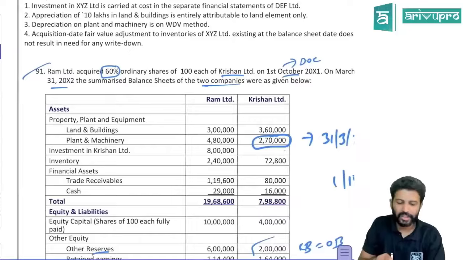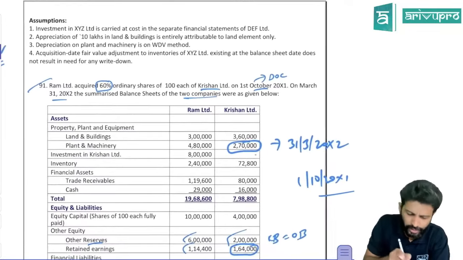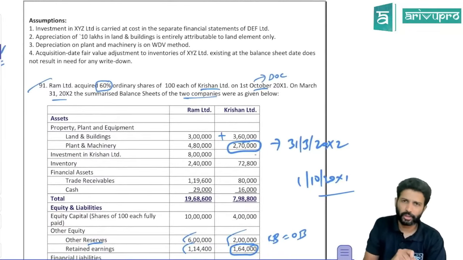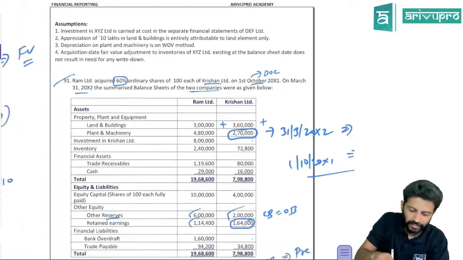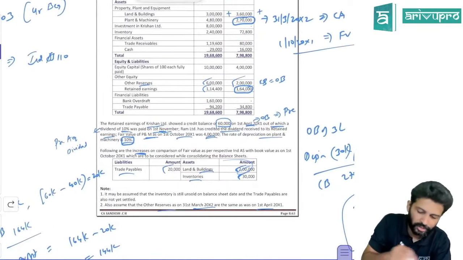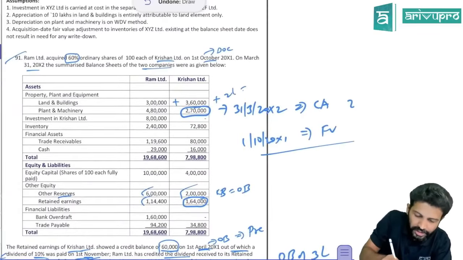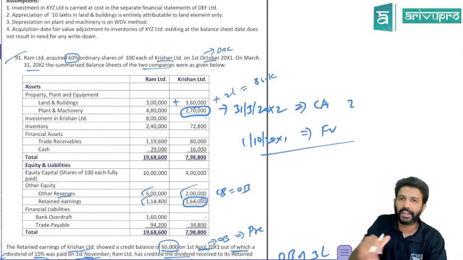Okay. How do you prepare consolidated balance sheet? Line by line, you need to add this. That's all. This is 3 lakh plus 60,000. Plus what, sir? Is there any fair value adjustment? Yeah, there is a land and building fair value adjustment, 2 lakh rupees. So there is no depreciation data, so ignore. So this will be 8,60,000. So land and building ka is 8,60,000.